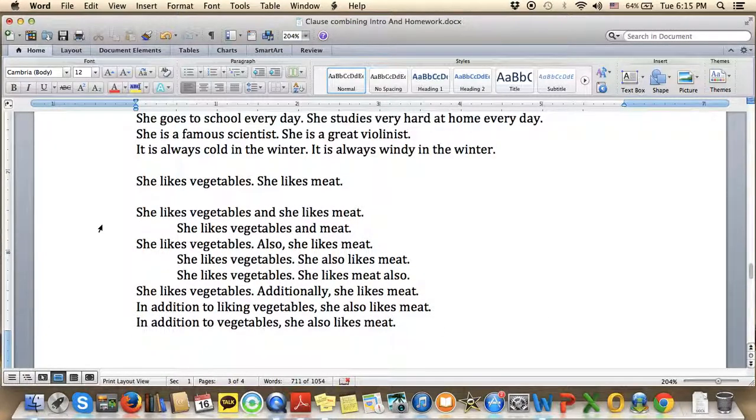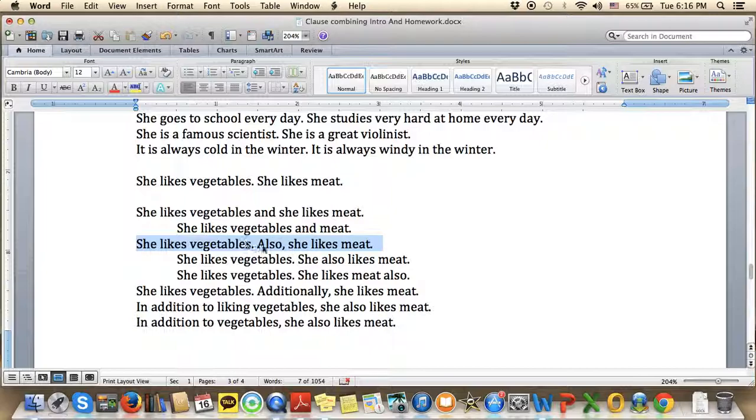Here's all our possibilities. I could say she likes vegetables and she likes meat. That way I'm using a conjunction between them. I could also say she likes vegetables and meat. The reason I do this is because we want to, again, try to remember that we try to eliminate any unnecessary pieces when we're putting clauses together. If something's specified in one clause, don't repeat it in the next clause. She likes vegetables. Also, she likes meat.